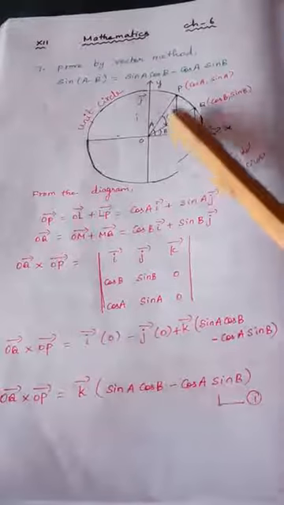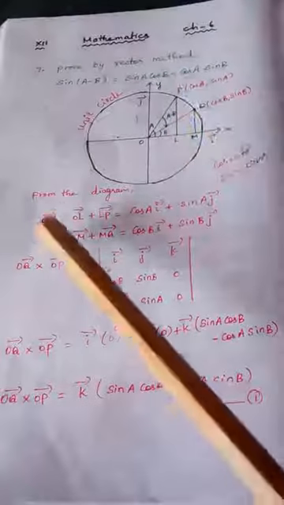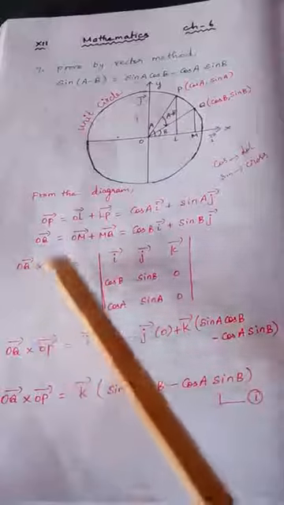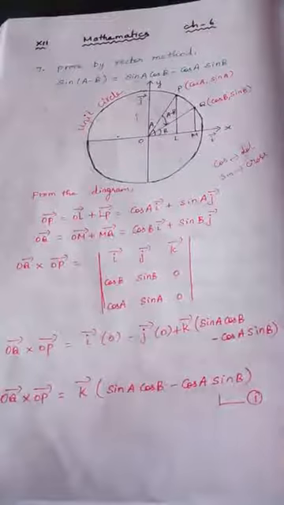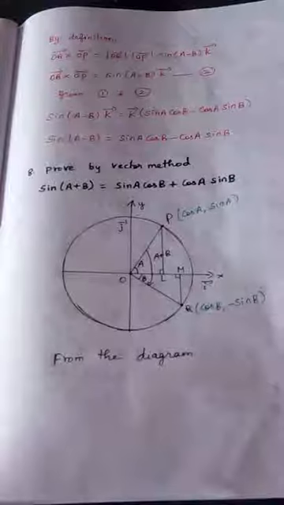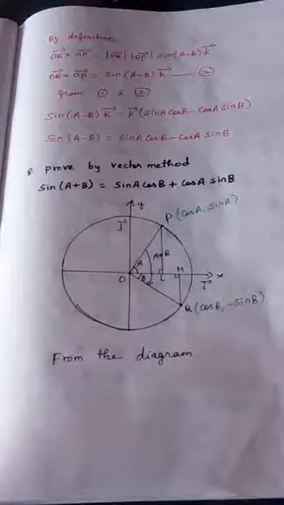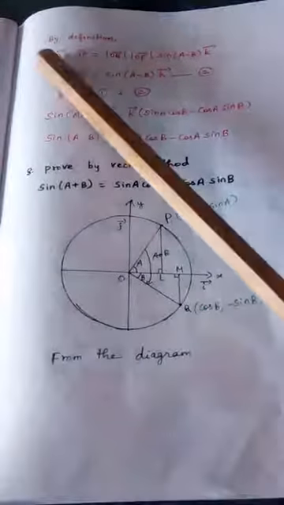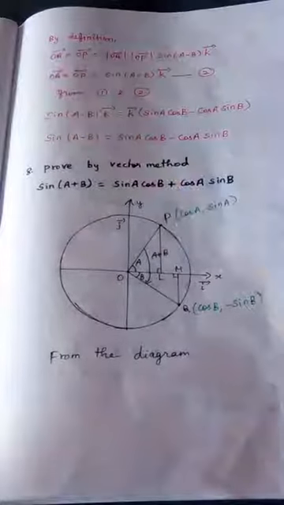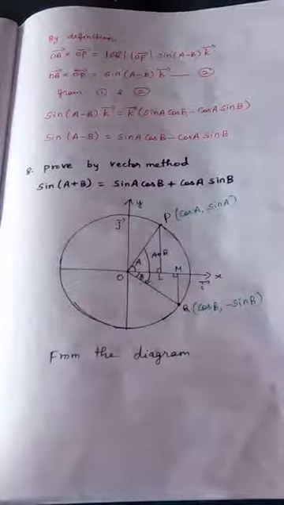So what we do, first we draw the diagram, find out OP, OQ, then make a cross product of OQ and OP, find out the answer and keep it as first equation, right? So after getting equation 1, now we will write the formula by definition. What is the formula for cross product? If you know, I'll just write it here.